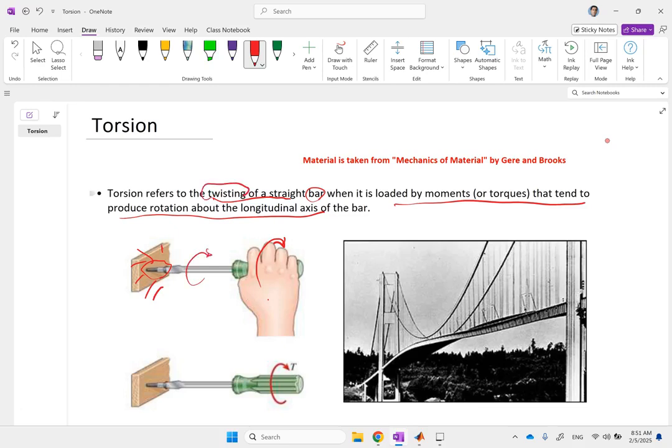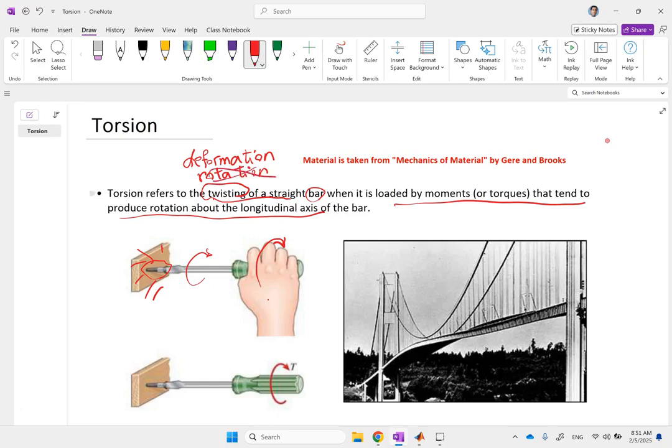Twisting is a form of deformation, okay? So the material should deform. It's not a rotation. It's different from rotation that you had in rigid bodies. Rotation, the whole object rotates together. Deformation, some portion of the object rotates, the other portion doesn't.